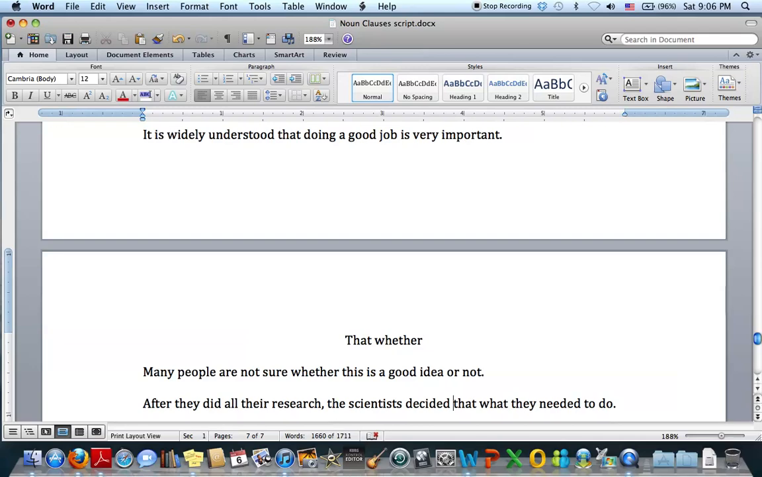Once again, same problem. We've got "that," "what." Okay, now let's see if we can figure out which one of these works better. Hopefully you decided that it would be "what," but I'll show you why. If we say the scientists decided that, after "that" we need to have a full sentence. That means subject, verb, object, all the required parts of the sentence. After "what," we only need a clause. Now look at this. "They needed to do." Whoops, we're missing an object right here, right? And that's what this "what" is replacing. And that's why we need to just say this. After they did all the research, the scientists decided what they needed to do.